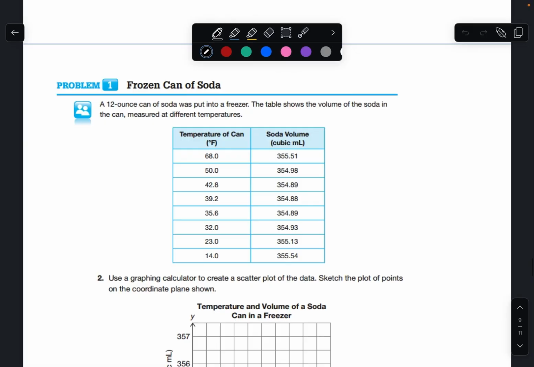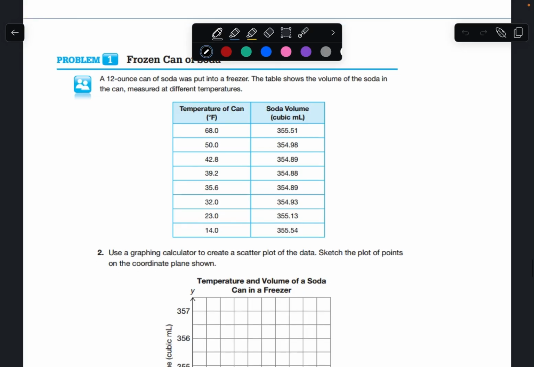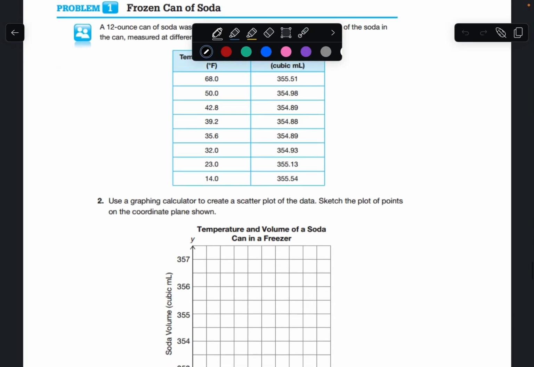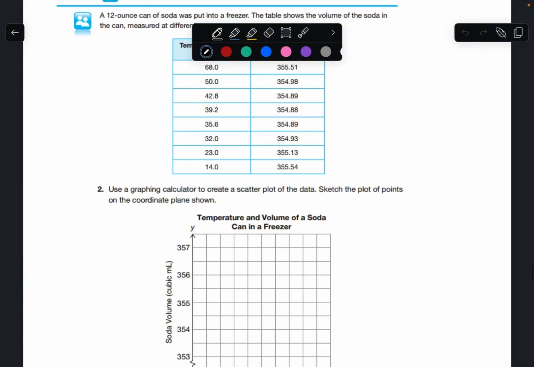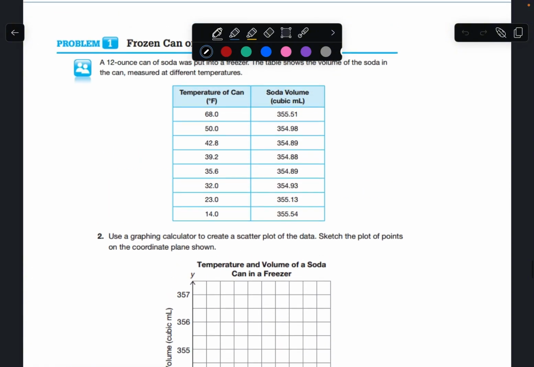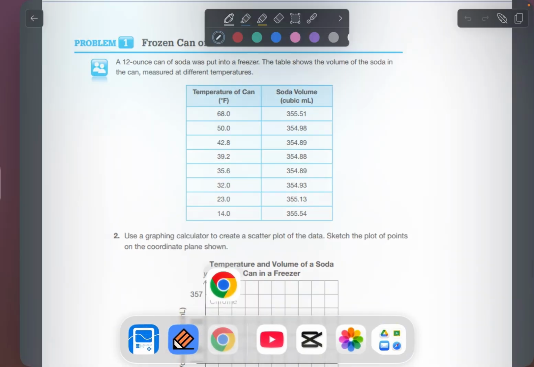Okay, for our next example, we are looking at a frozen can of soda. It says a 12-ounce can of soda was put into a freezer. The table shows the volume of the soda in the can measured at different temperatures. Okay, and so it says use a graphing calculator to create a scatter plot, sketch the plot. We won't actually sketch it, but we will use Desmos. And so get your Desmos.